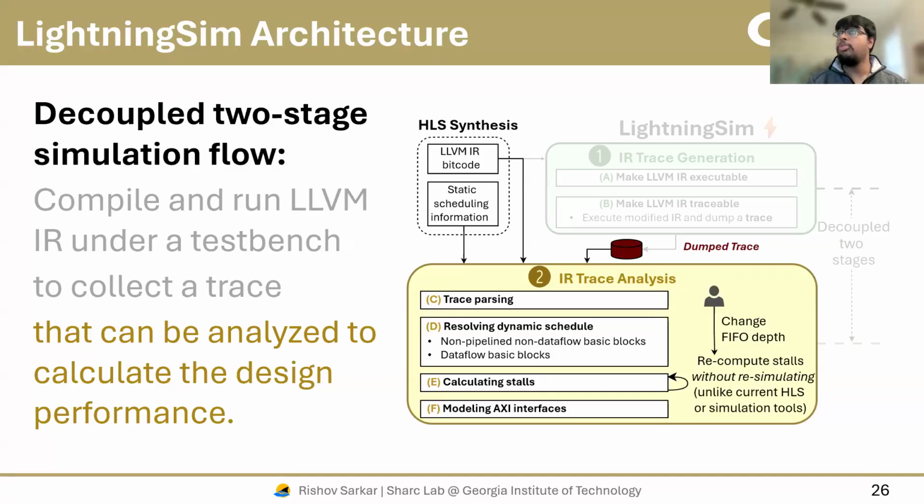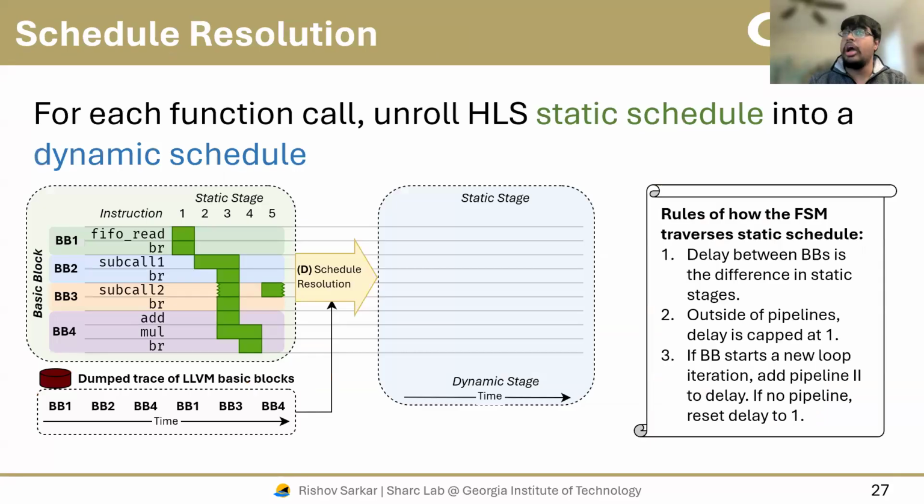All right. If not, I will move on to the second half, which is trace analysis. As we just discussed, we have this trace for each function. We've parsed it into a hierarchy, so we know for each function exactly which instructions have executed. Now what we need to do is turn the static schedule for that function into a dynamic schedule based on what instructions were executed.